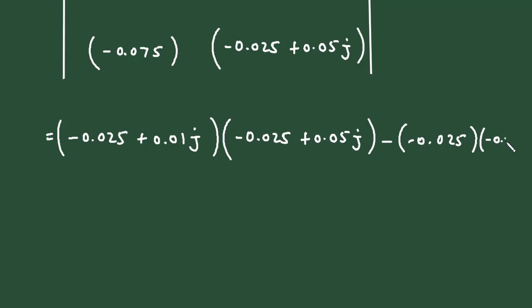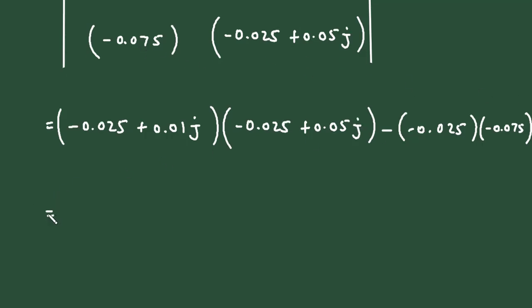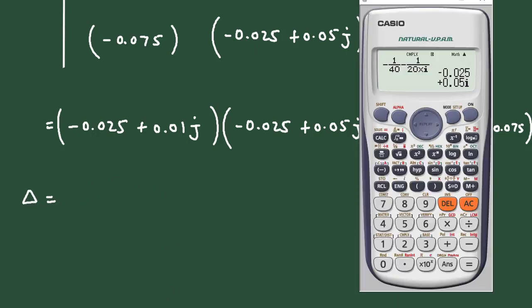minus 0.075 minus 0.075. So if we solve this, we get the value of delta. Let's solve this in calculator.